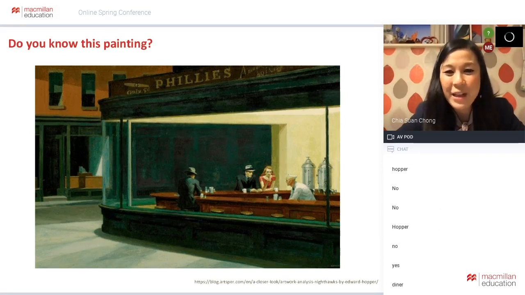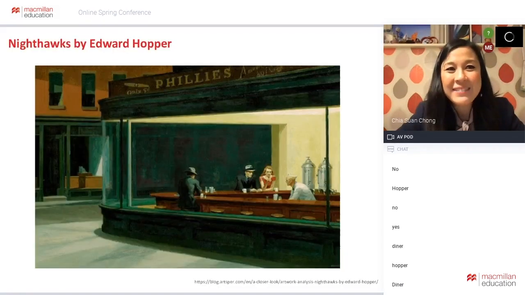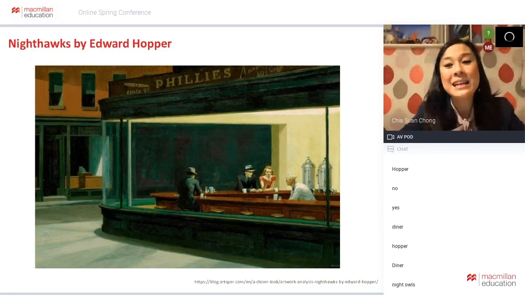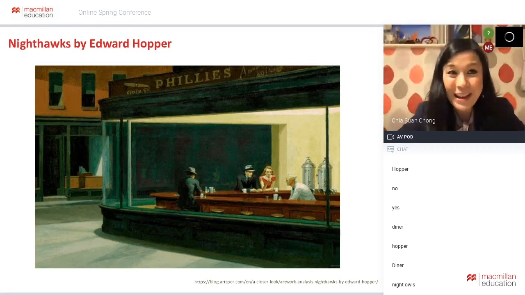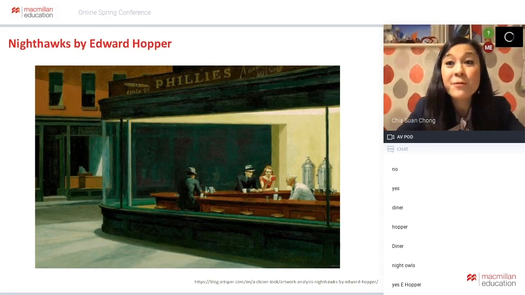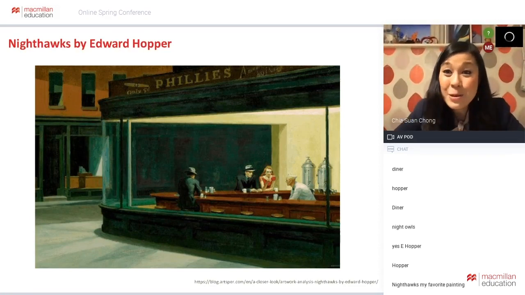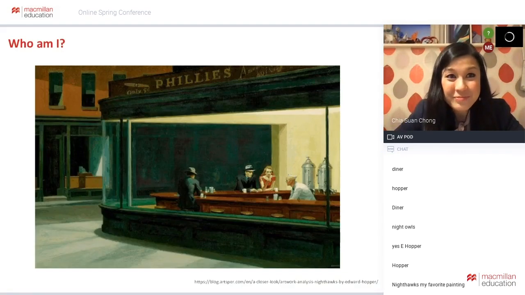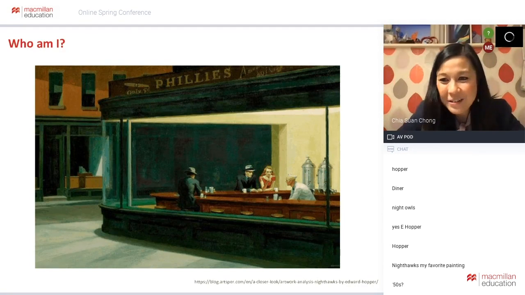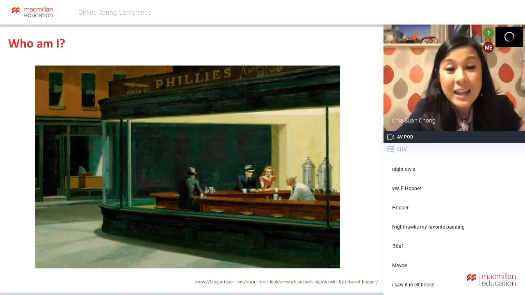Hopper. Yes, Edward Hopper. Some of you know it very well. It's actually called Nighthawks by Edward Hopper. It's quite a famous painting, and partly it's famous for being parodied, and you'll see why in a moment. Now, before I talk about the parodies of Nighthawks, Claudio, I'm really pleased to hear that it's one of your favorite paintings. One thing you could do with students with this painting, or to be honest, any painting that features people, is to get them to talk about a character.